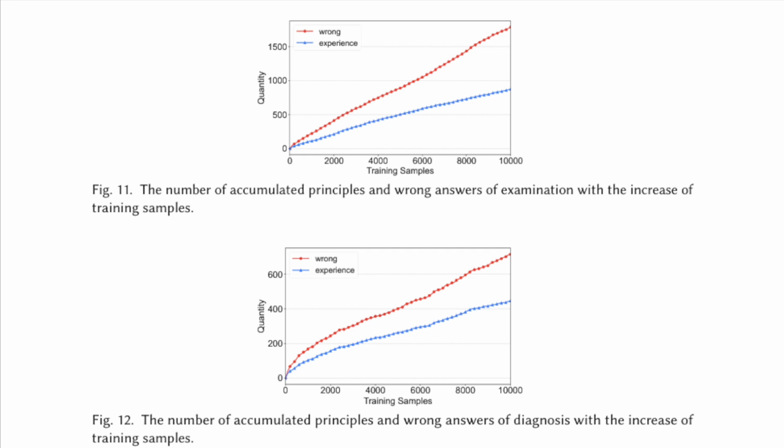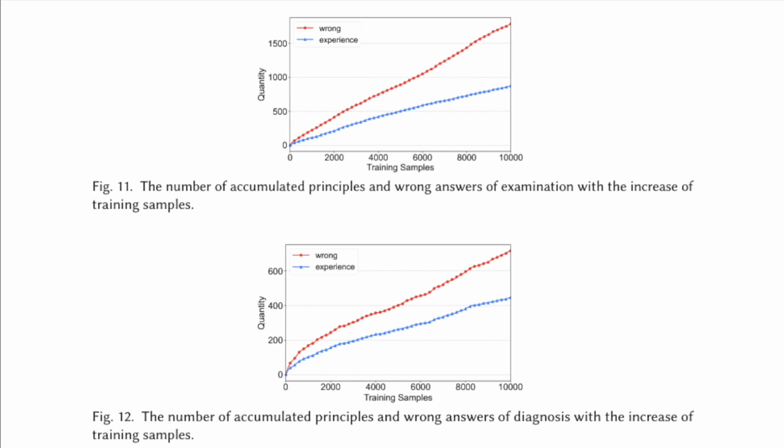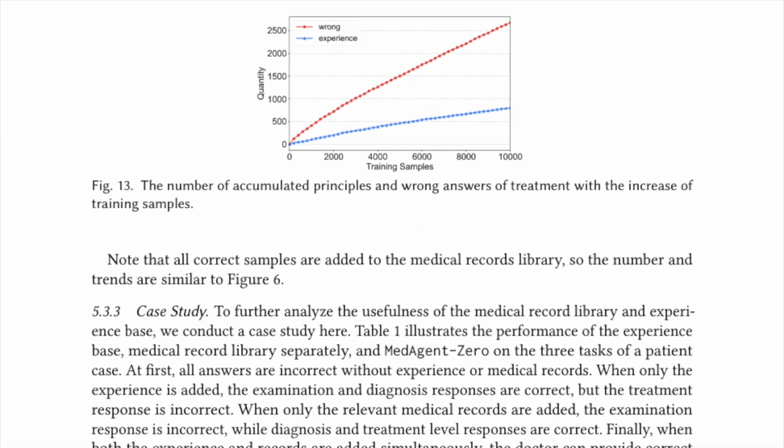Figure 11. The number of accumulated principles and wrong answers of examination with the increase of training samples. Figure 12. The number of accumulated principles and wrong answers of diagnosis with the increase of training samples. Figure 13. The number of accumulated principles and wrong answers of treatment with the increase of training samples. Note that all correct samples are added to the medical records library, so the number and trends are similar to Figure 6.